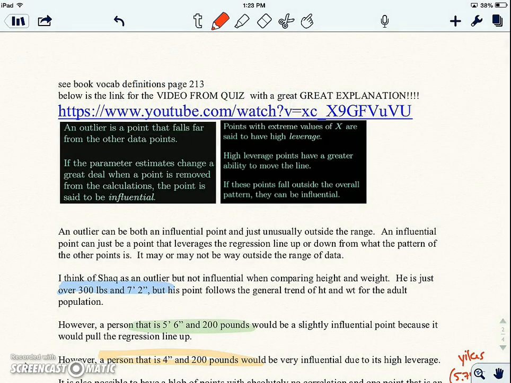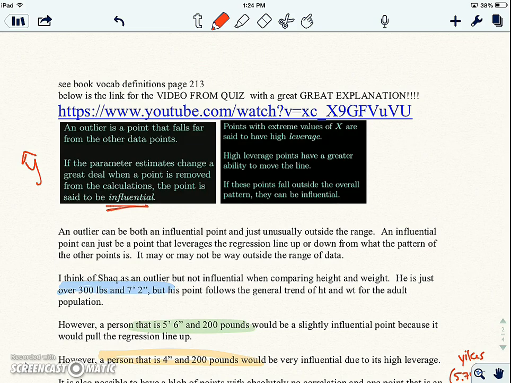It says an outlier is a point that falls far from the other data points. You knew that. If the parameter estimate changes, and that's your y bar, okay, parameter estimate is your y bar because we're estimating a y. If it changes a great deal when a point is removed from the calculations, then the point is said to be influential. So there's your other vocab word.